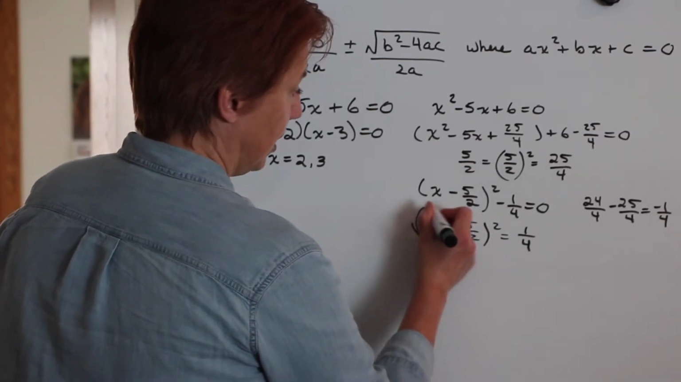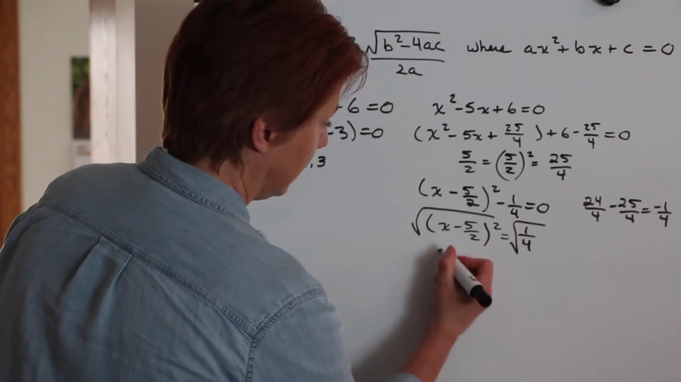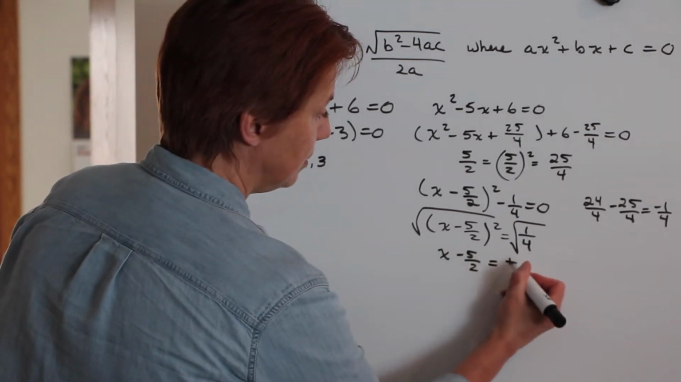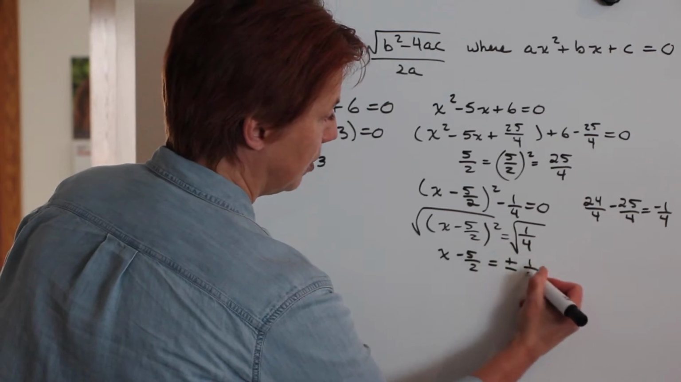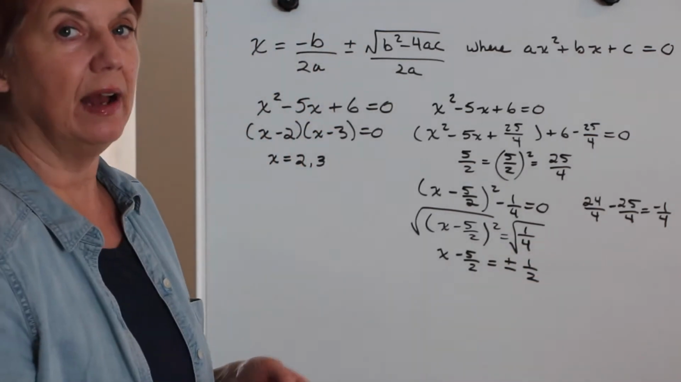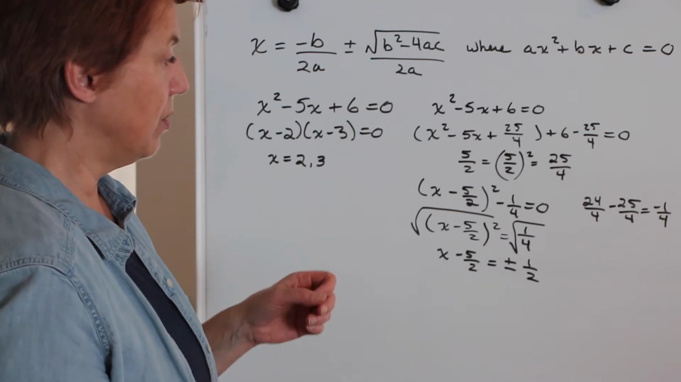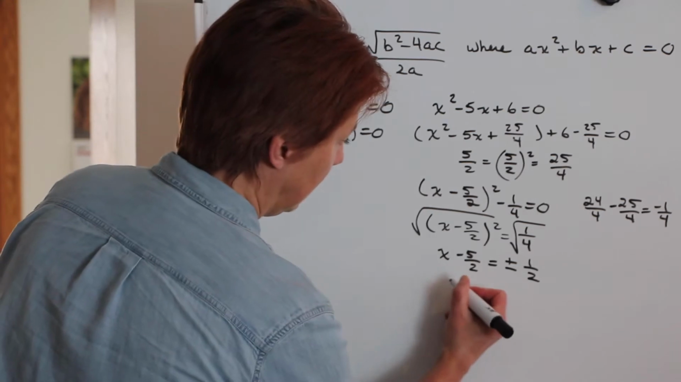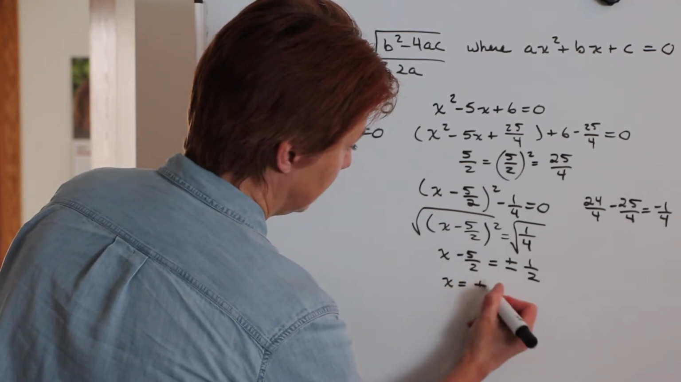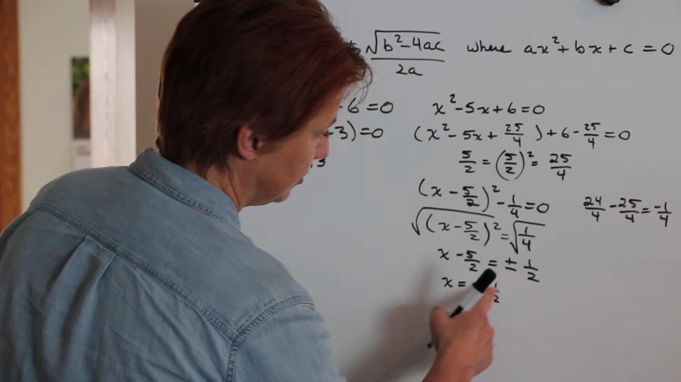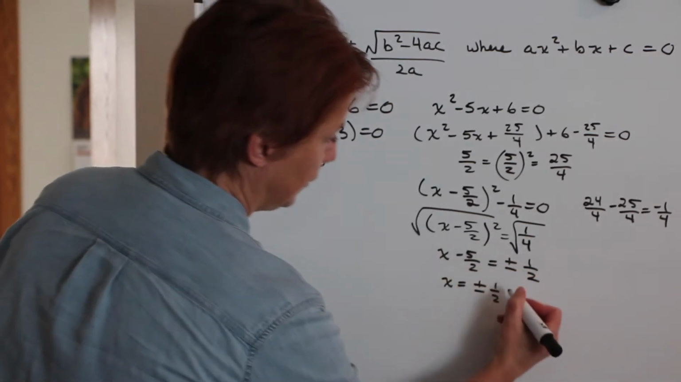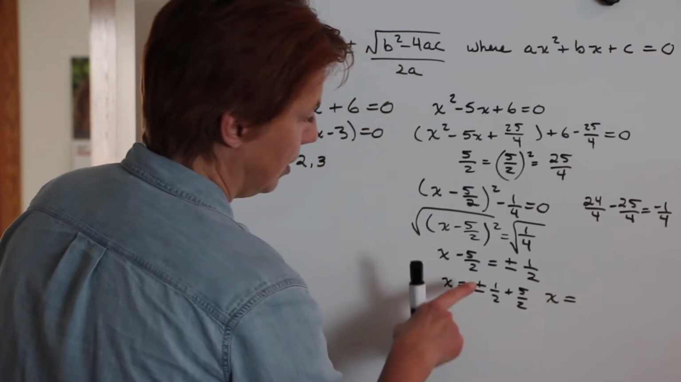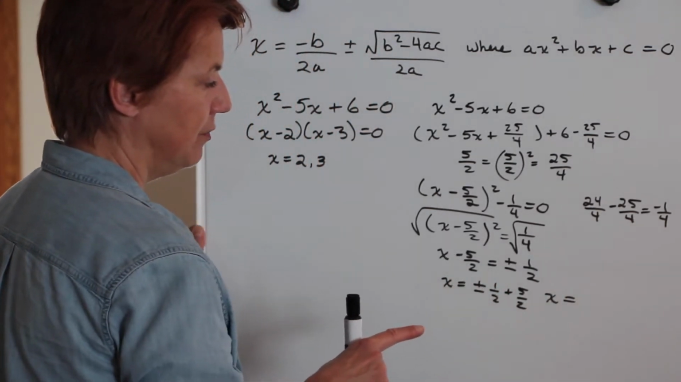So now we're going to square root both sides, and we're going to get x minus 5 over 2 equals plus or minus the square root of 1 over 4, which is 1 over 2. So 1/2 squared is 1 over 4, so the square root of 1 over 4 is 1 over 2, okay? Then we have x is equal to plus or minus 1 over 2, so just that one there. And then the 5 over 2 is going to move over to the other side. And we're going to get x is equal to plus 1/2 plus 5 over 2.